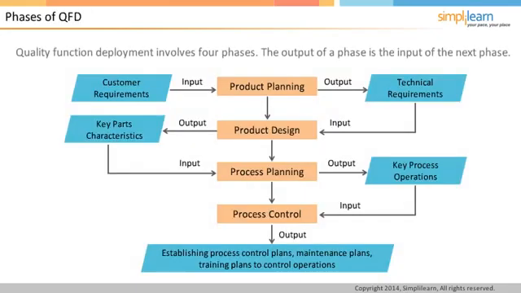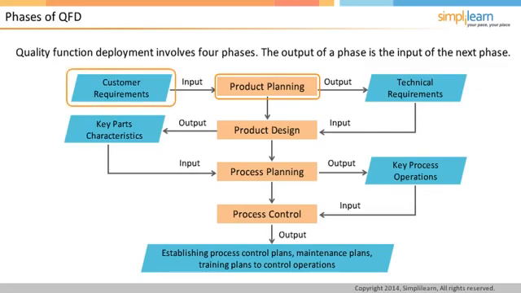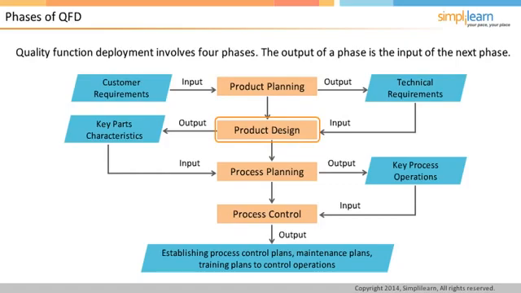Quality function deployment involves 4 phases. Phase 1, product planning. In this phase, the QFD team translates the customer requirements into product technical requirements. Phase 2, product design. In this phase, the QFD team translates the identified technical requirements into key part characteristics or systems.